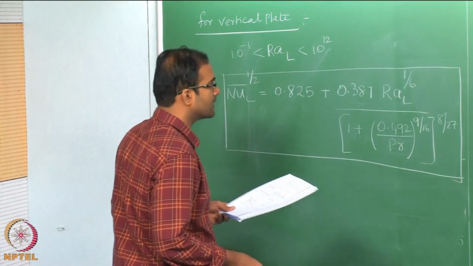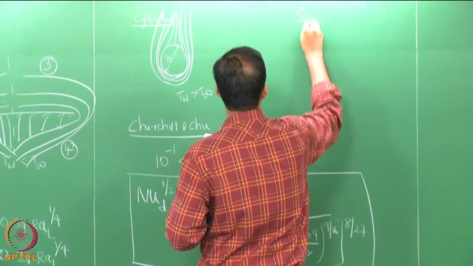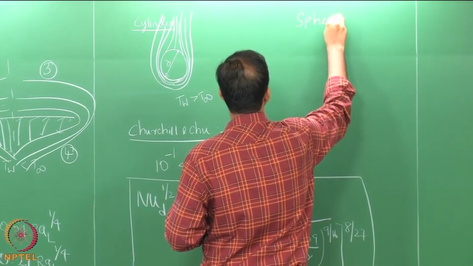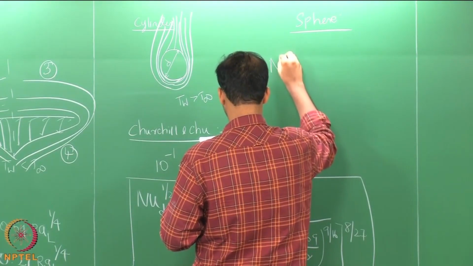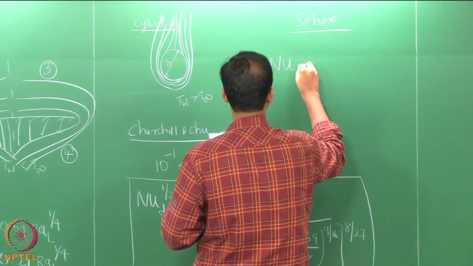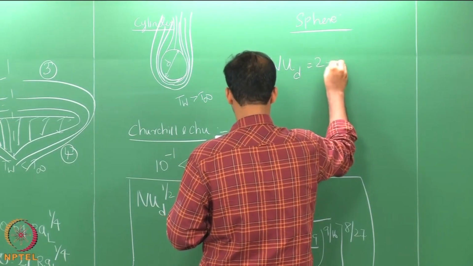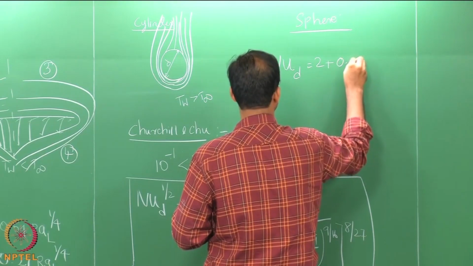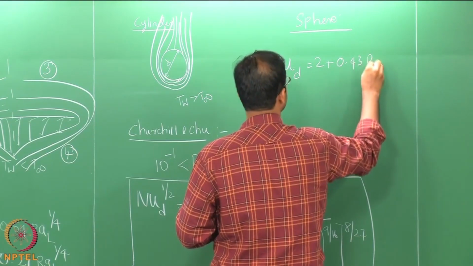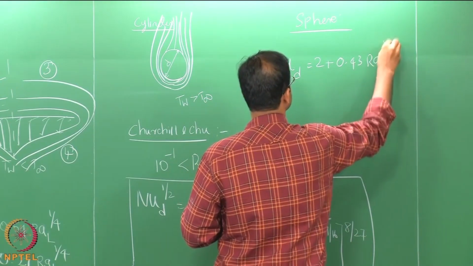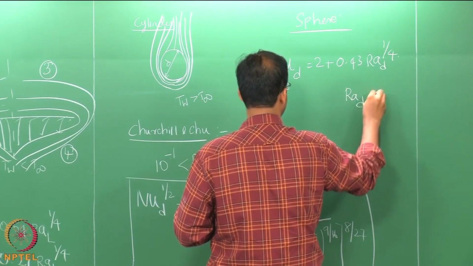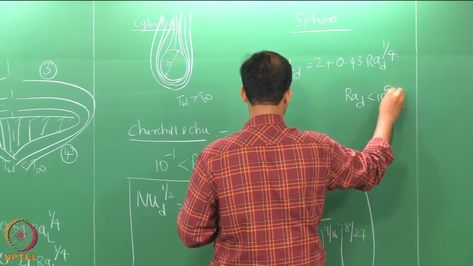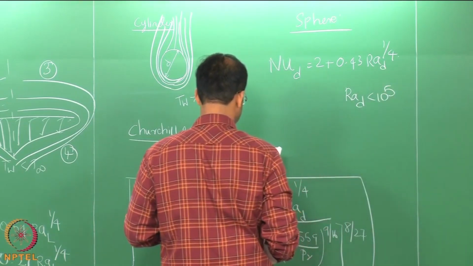Now, for sphere, for the case of sphere, we have a simpler correlation which is fairly accurate. 2 plus 0.43, again Rayleigh number based on the diameter of the sphere, but this correlation is valid only in the laminar regime.